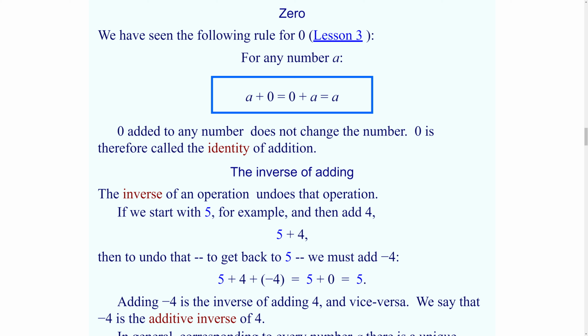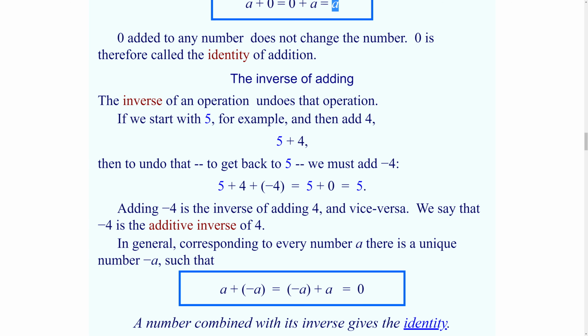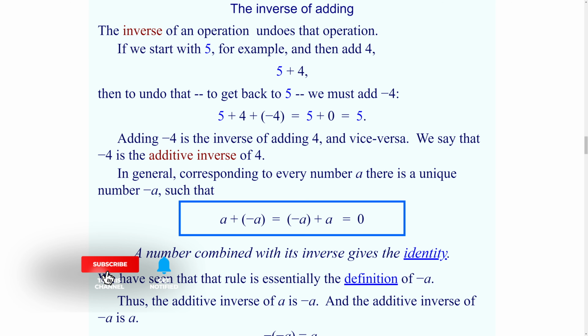So what we have in front of us is a formal rule inside this blue box. This rule is known as the identity of addition, and what that rule means is when we add 0 to any number, we do not change that number. So for example, a plus 0 equals 0 plus a equals a. So adding 0 to a here or adding 0 to a here still results in an unchanged a. Right, let's move on to the inverse of adding, which will drive that concept home a little bit better.